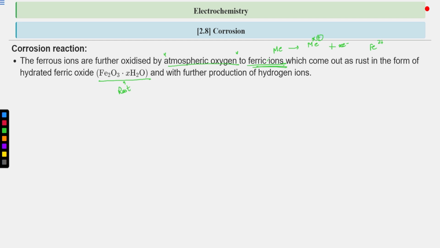As I said, rusting is a process. Rust is a product which we get after the rusting of the iron. So as it is written, it comes out as rust. After the further oxidation of the ferrous ions into ferric ions, we will get rust as a product in the form of hydrated ferric oxide, which is Fe2O3.xH2O. And with the further production of the hydrogen ion, we also get further hydrogen ions.